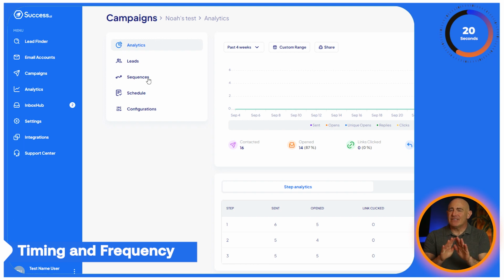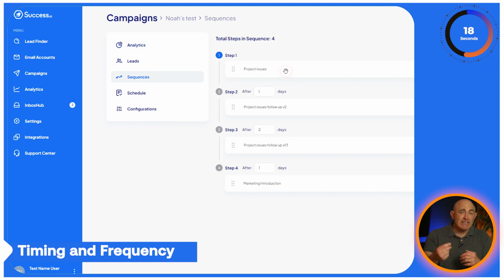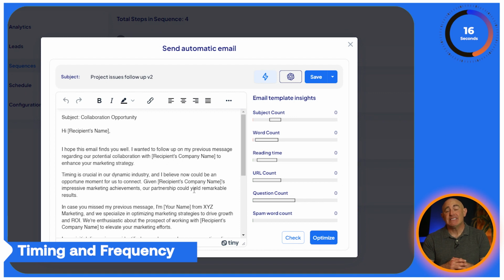Now, sending a single cold email may not always be enough. So let's discuss some effective follow-up strategies to increase your chances of getting a response. Timing is crucial. Follow up within a reasonable time frame, but avoid being too pushy. A well-timed and polite follow-up email can significantly increase your response rate.